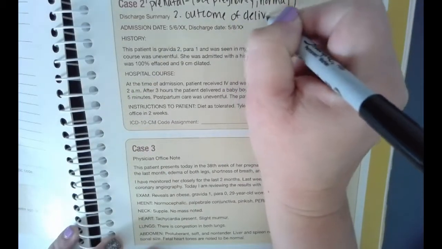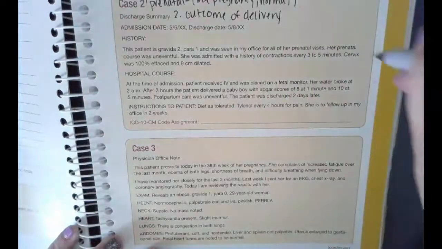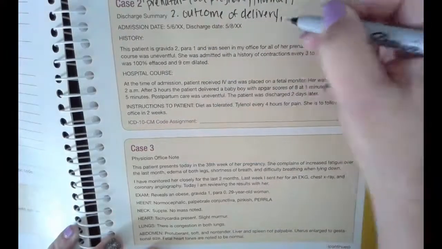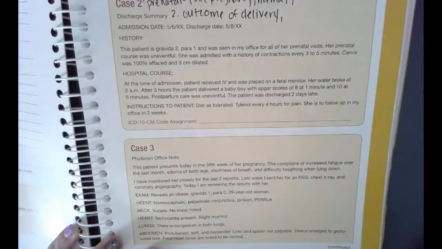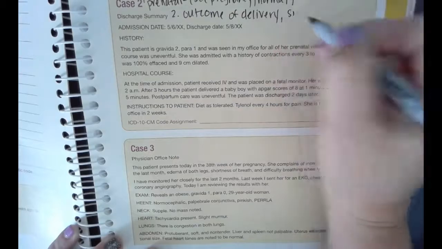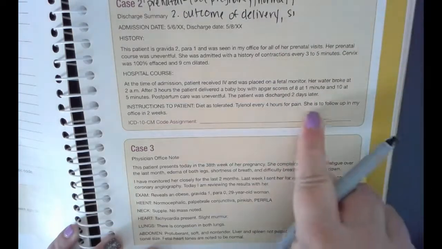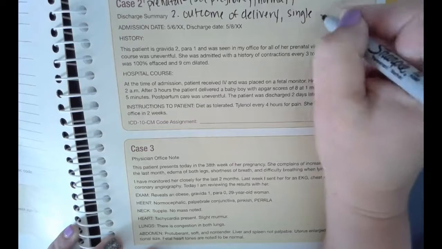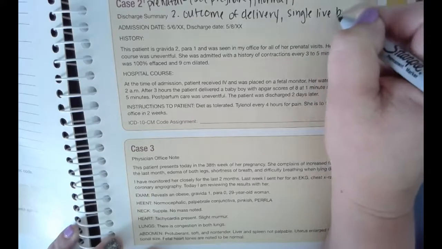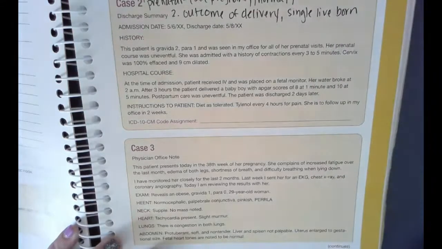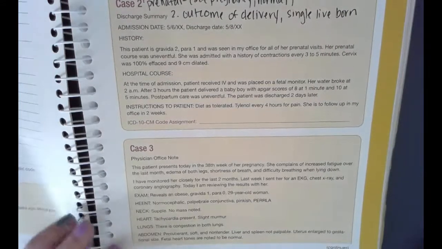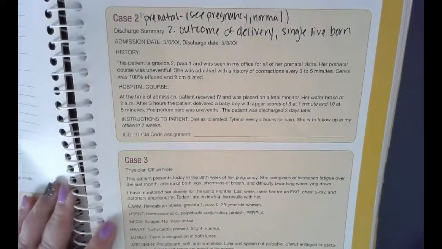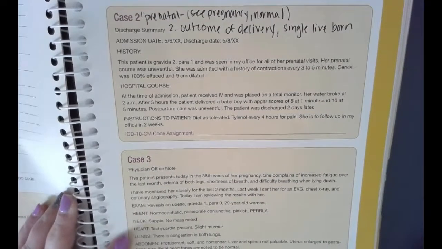Outcome of delivery. Single live born. It said she only had one baby, right? Delivery, baby boy, yeah. That will be your other code. Okay, so that is, let me put that down there so you can see. So that's what you're going to look up for case 2.